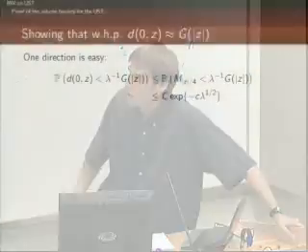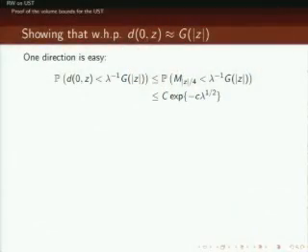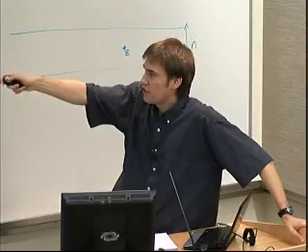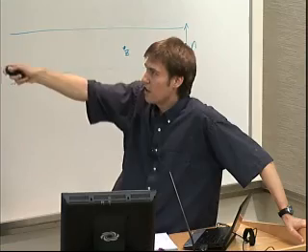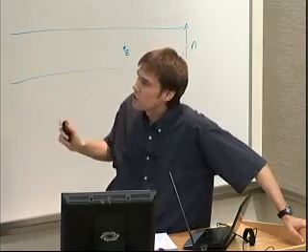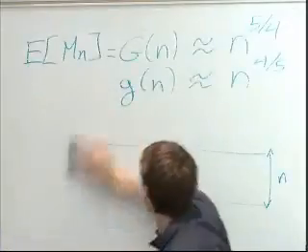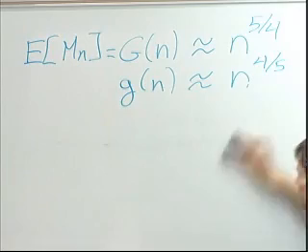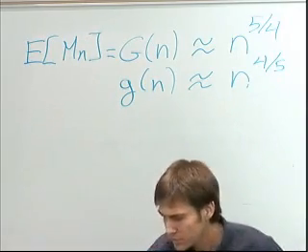So what we're going to want to do is look at the probability that the distance between 0 and z is less than lambda inverse of G(z), and the probability that this quantity is greater than lambda G(z). So one direction is easy. It's going to be very unlikely that this distance is small. Let me draw. This first one can be easily explained with a picture.